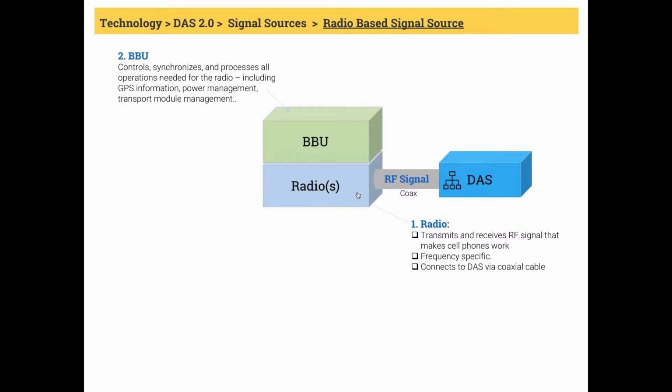A very essential part of signal source is BBU or baseband unit. BBU has DSP, which stands for digital signal processor. This converts signals between analog and digital signals. BBU is like the orchestrator in a symphony. It controls, synchronizes, and processes all operations needed for the radio, including GPS information, power management, and transport module management, which we'll talk about next.